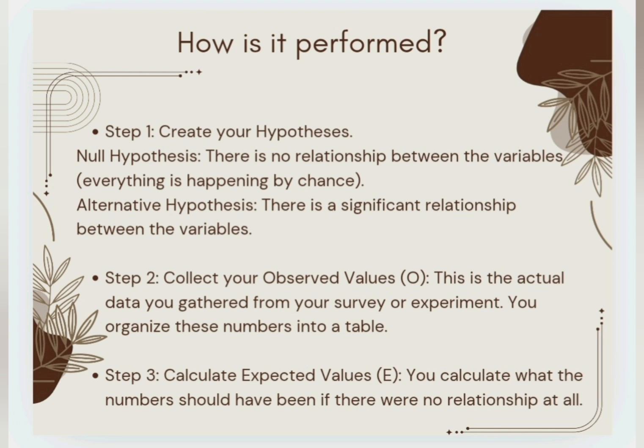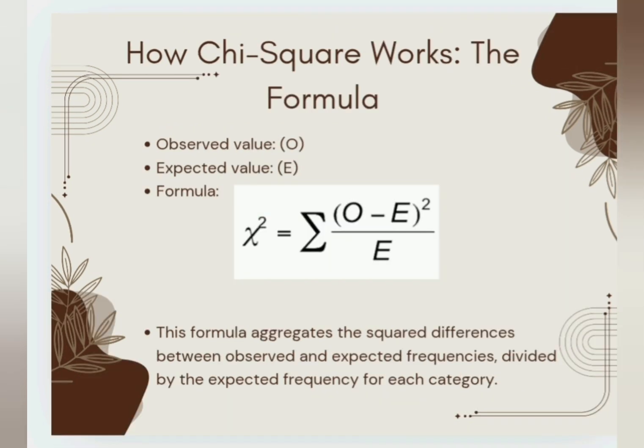Okay, so observed value is the actual data you have gathered from the survey or experiment. And third step is to calculate the expected value. Fourth step is to calculate the chi-square test using the formula. So here I have mentioned the formula, which is generally the square of differences between observed and expected frequencies divided by the expected frequency for each category.